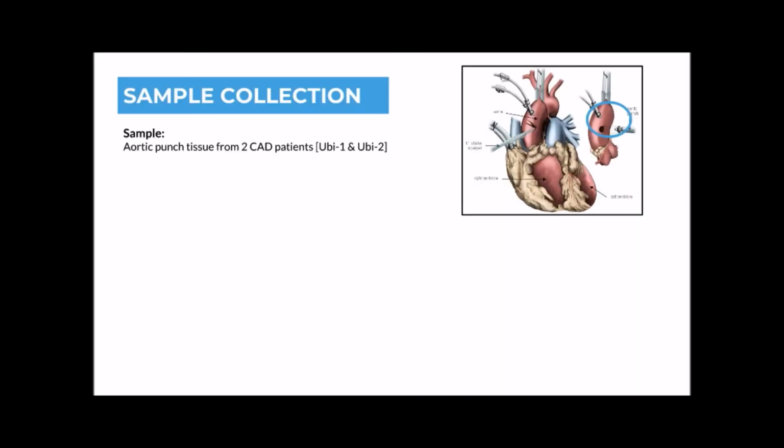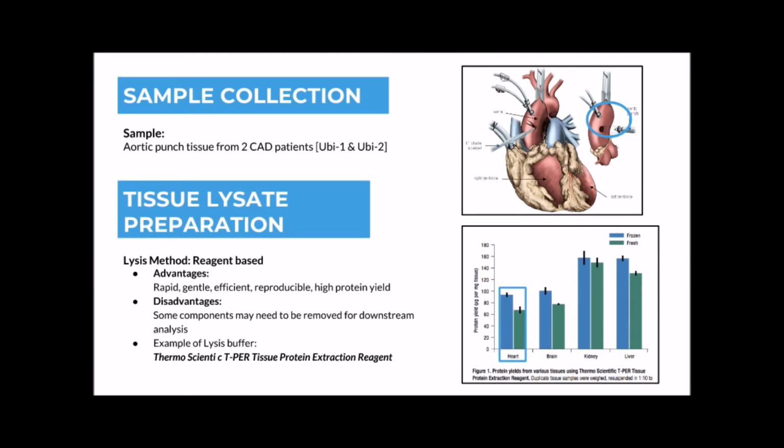As mentioned before, aortic punch tissues are given as our samples, collected from 2 different coronary artery disease patients. Tissue lysis is then done by a reagent-based method. However, some components need to be removed for downstream analysis. Despite that, the reagent-based lysis method is very rapid and efficient, such that it enables high protein yield.